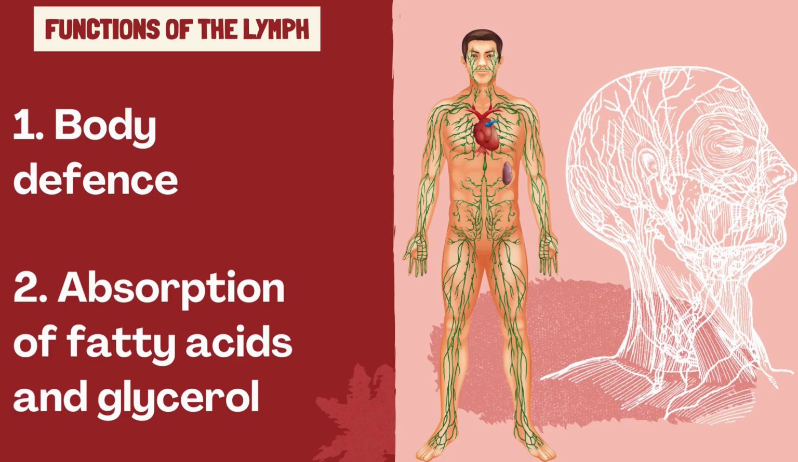One, body defense. The lymph aids body defense. The lymph node produces white blood cells. This helps to kill disease-causing microorganisms. Foreign particles that are found in the lymph are filtered out in the lymph nodes, and also engulfed by phagocytes.